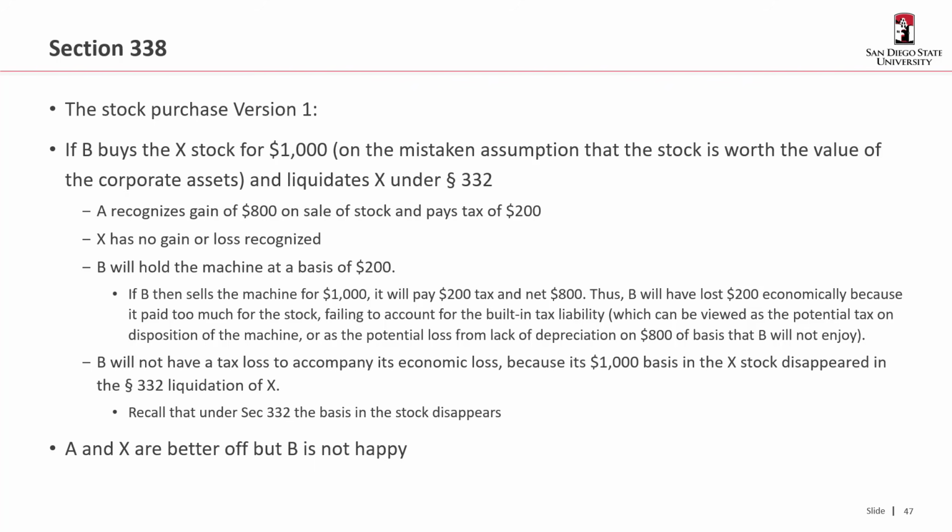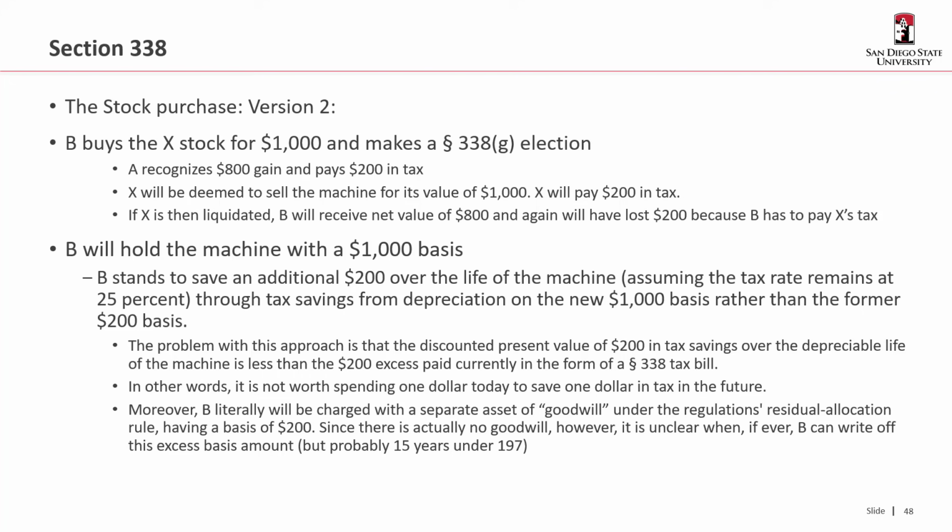Let's think about that for a second, because it failed to account for the built-in tax liability, which you could view as the potential tax on the disposition of the machine or as the potential loss from the lack of depreciation of the $800 of basis that B doesn't get to enjoy, right? Because the basis carries over. B will not have a tax loss to accompany its economic loss because that basis in X stock evaporates on the liquidation of X into B. So A and X, much better off. B, not happy. Let's do version 2.